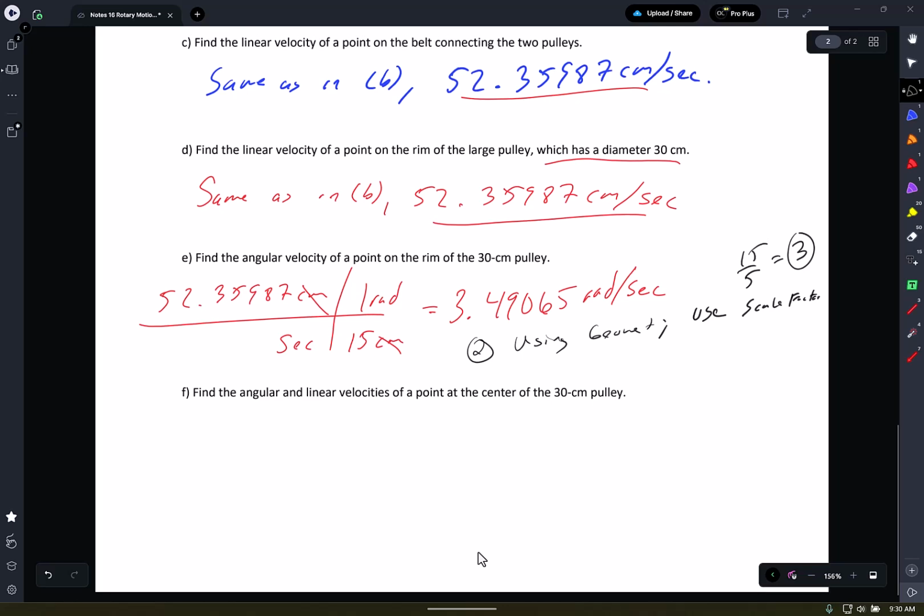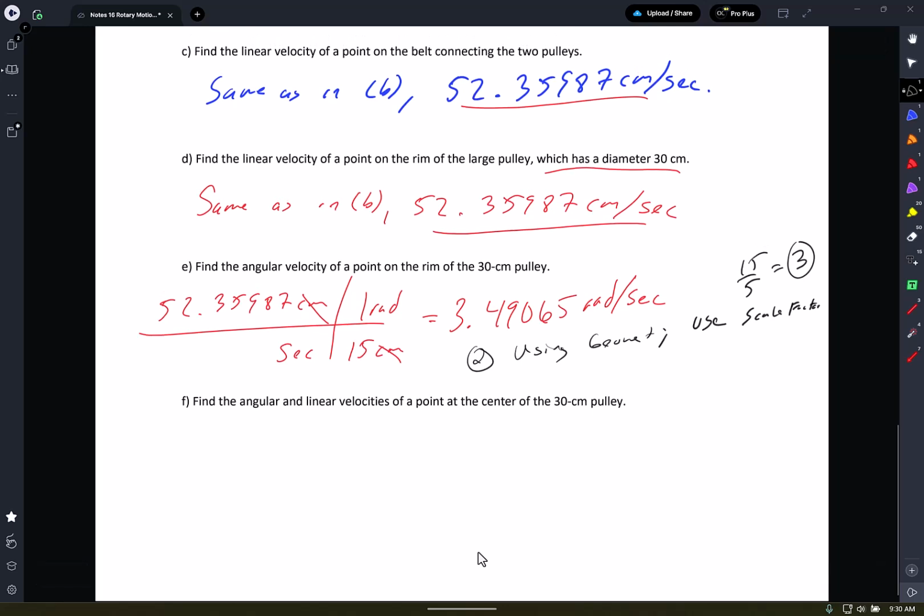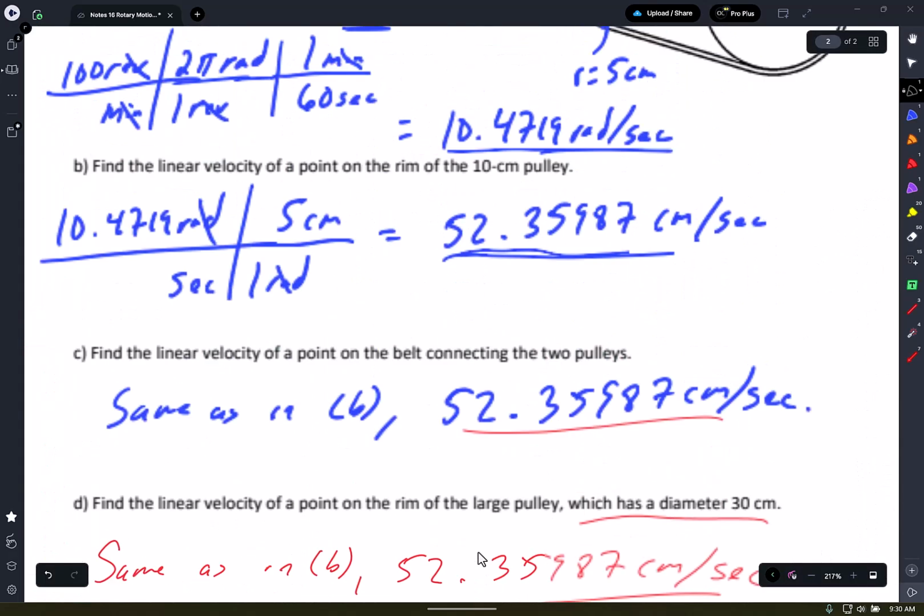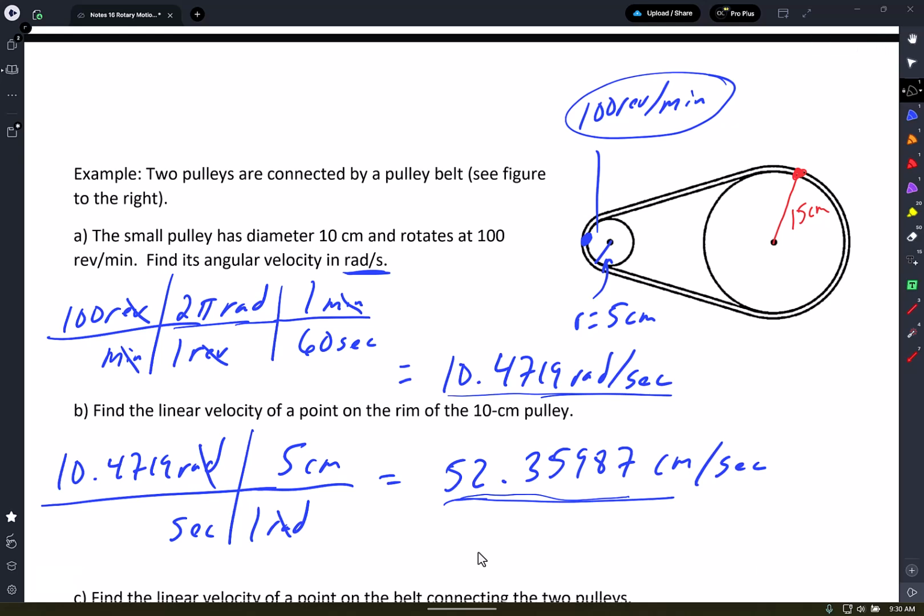Okay. All right, last question. Find the angular and linear velocities of a point at the center of the 30 centimeter pulley. Well, the angular velocity, I'm spinning that speed on my big pulley, no matter what, all the time, the same, no matter where you're at.